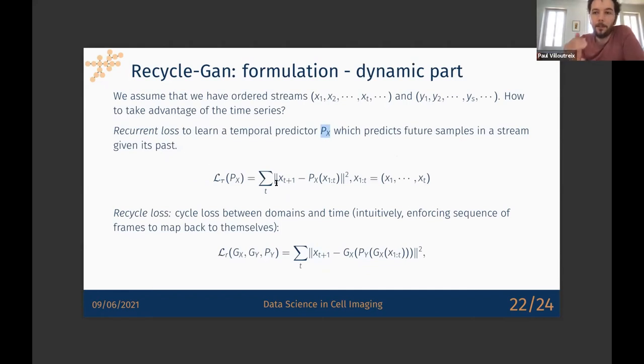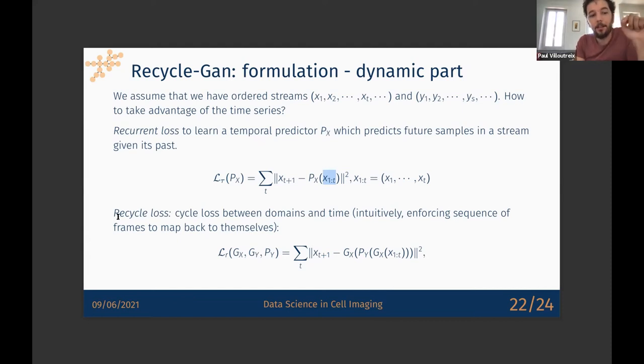So if you're in one domain, you have a time series of, say, 10 points. You use the first 9 points, and from that, you infer a function P here that will predict the 10th point, and you try to minimize the error of this prediction when you have a set of time series. So it's the recurrent loss.